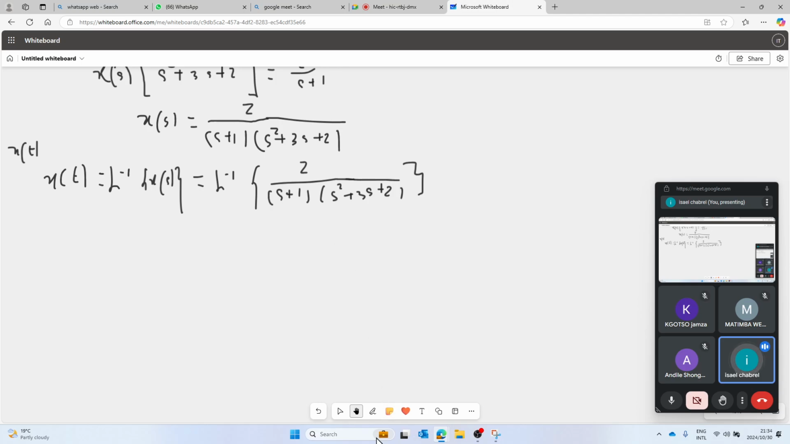Okay, guys, how do we solve this? We use partial fractions. First of all, can we factorize this one, guys? Yes, we can. What's the factorization? It becomes easier then. What is the factorization of this?